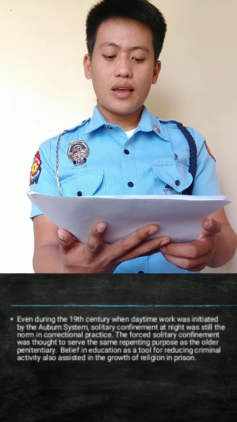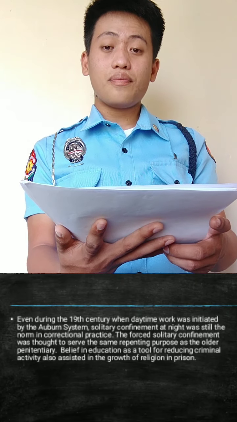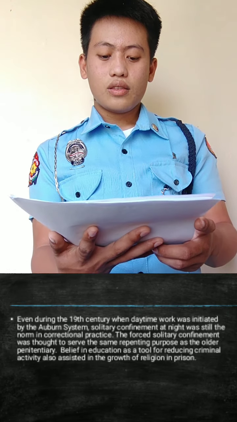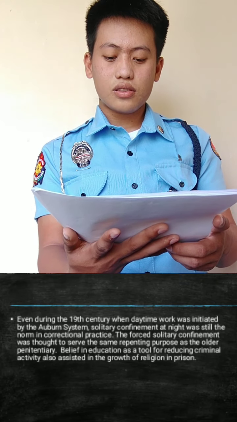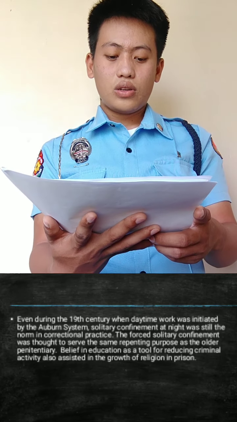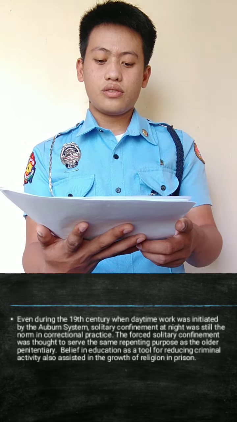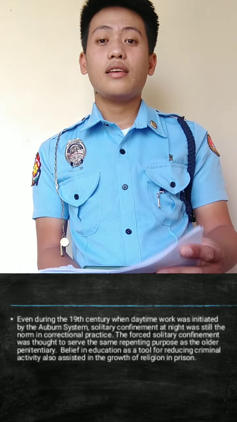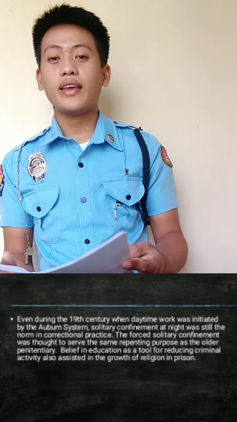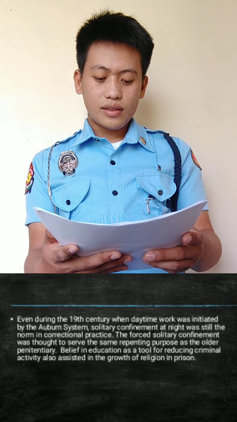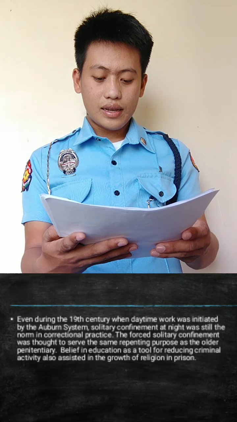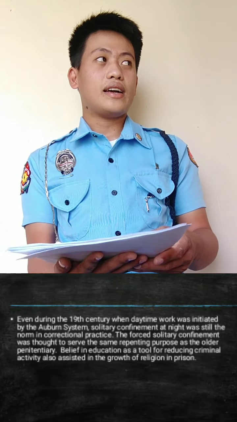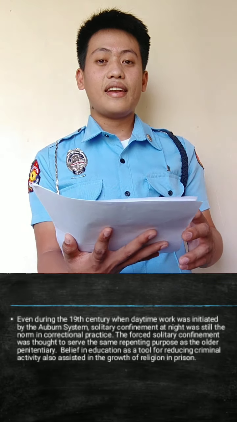Even during the 19th century, when daytime work was initiated by the Auburn system, solitary confinement at night was still the norm in correctional practice. At first, solitary confinement was thought to serve the same repenting purpose as the older penitentiary belief. Education as a tool of reducing criminal activity also assisted in the growth of religious imprisonment. So education has been inserted in this slide because, as mentioned, education will help people not to do criminal behaviors, and through education there will be less criminality in society.